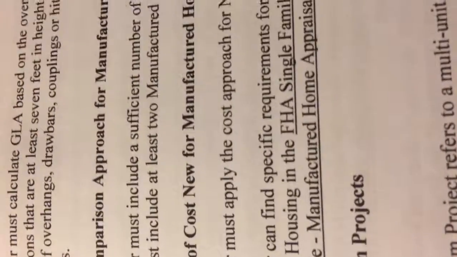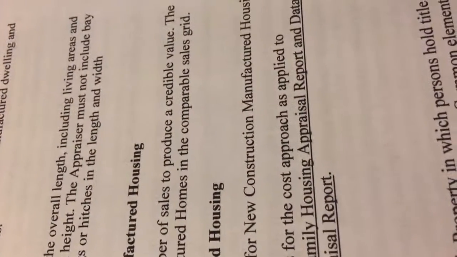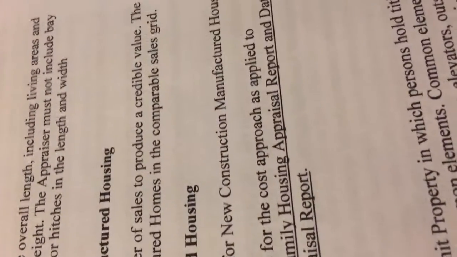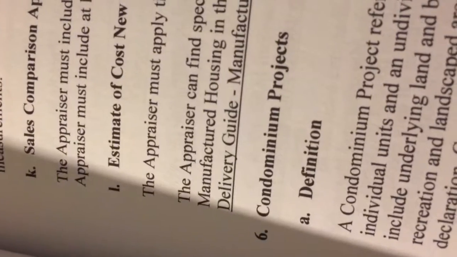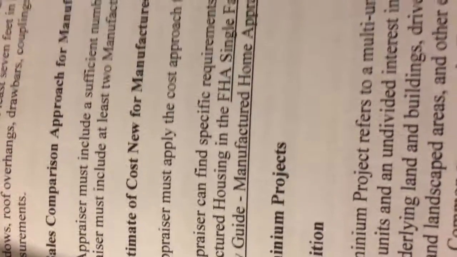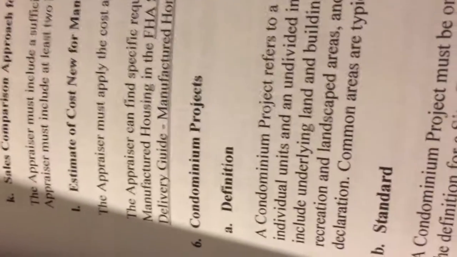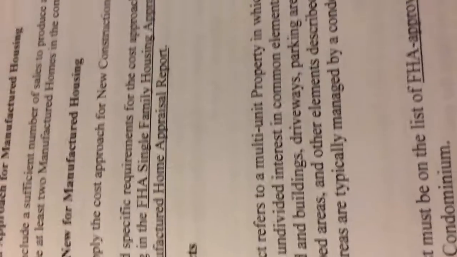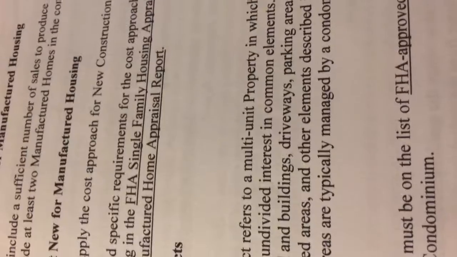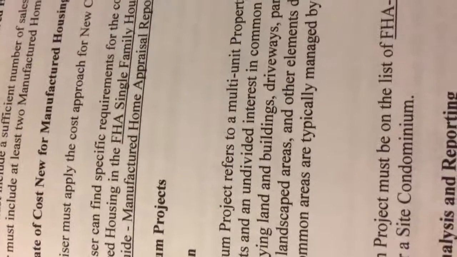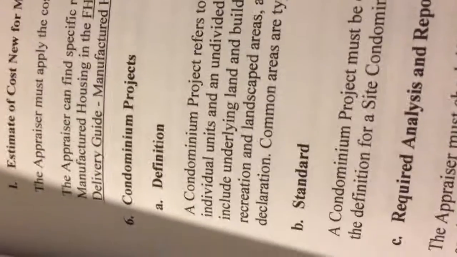The appraiser must include a sufficient number of sales to produce a credible value. The appraiser must include at least 2 manufactured homes in the comparable sales grid. L. Estimate of costs new for manufactured housing. The appraiser must apply the cost approach for new construction manufactured housing. The appraiser can find specific requirements for the cost approach as applied to manufactured housing in the FHA Single Family Housing Appraisal Report and Data Delivery Guide, Manufactured Home Appraisal Report.